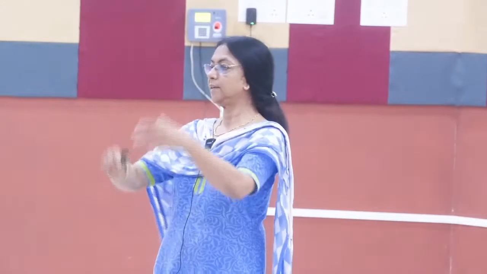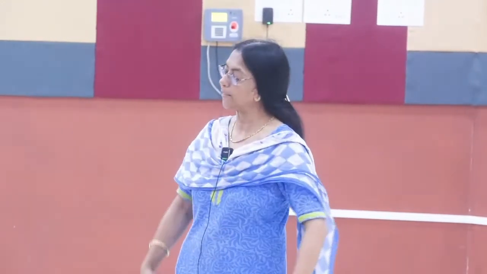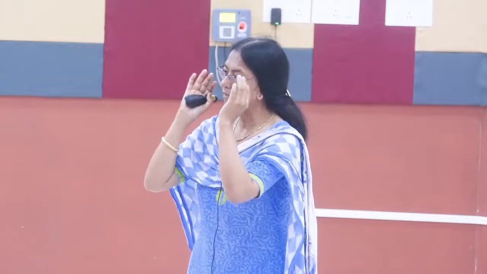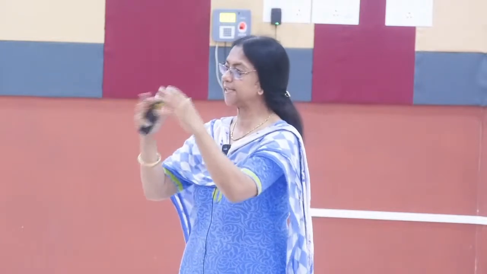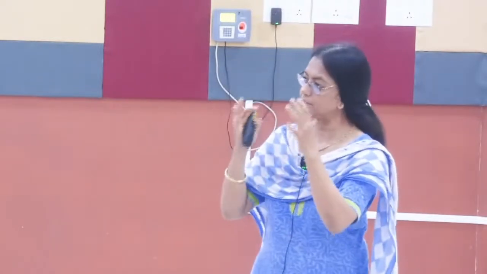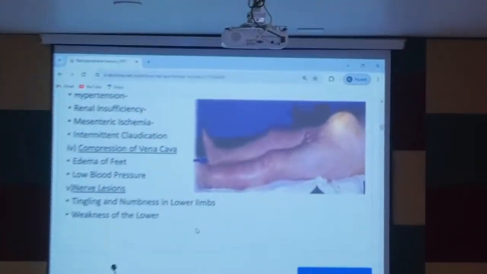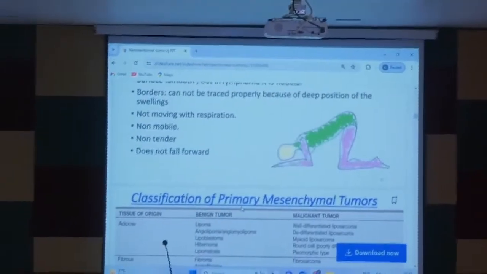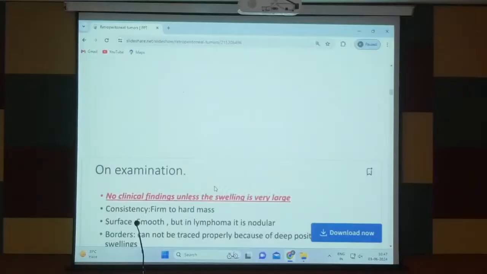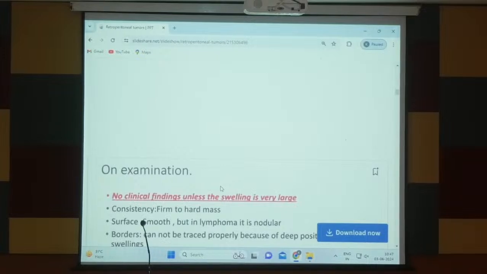Patients will come with these problems. Understand? The abdomen has swollen, abdominal pain, back pain, stool and urine have stopped, or vomiting, or only the legs have swollen, because it is just compression on the vessels. Compression on the vessels, lymphatic system, lymphangioma, swelling in the legs, edema, feet, low blood pressure, mesenteric ischemia, insufficient tingling sensation. These are the clinical symptoms. What will you find? No clinical findings unless the swelling is very large.